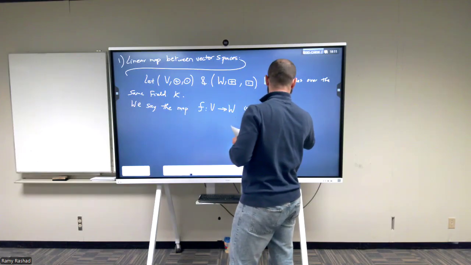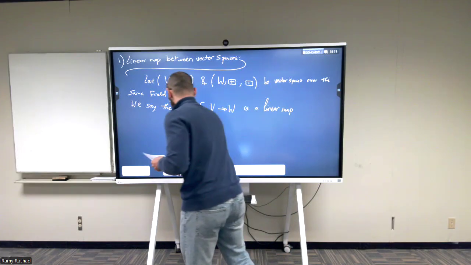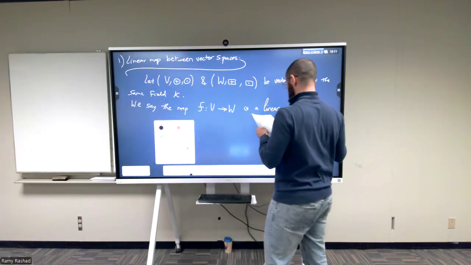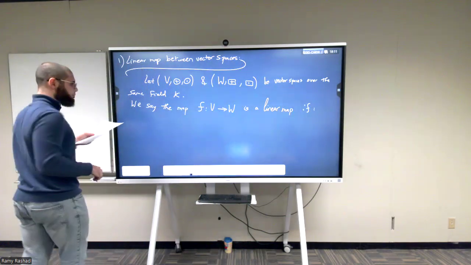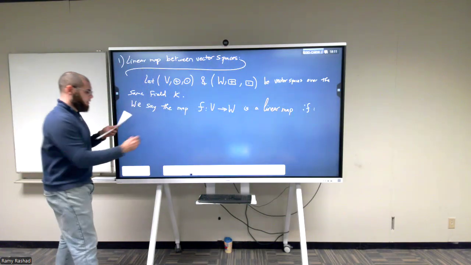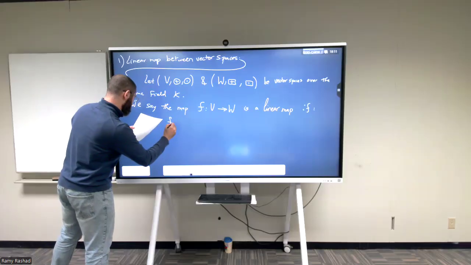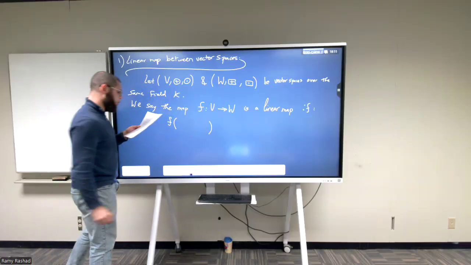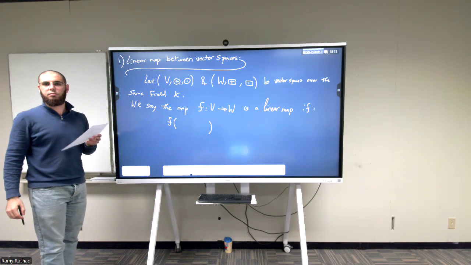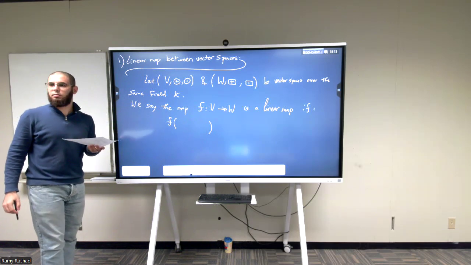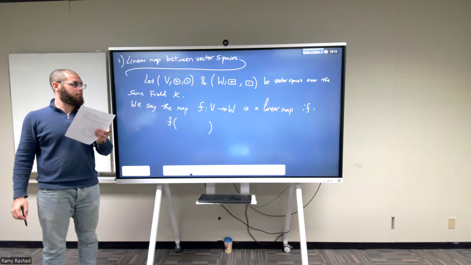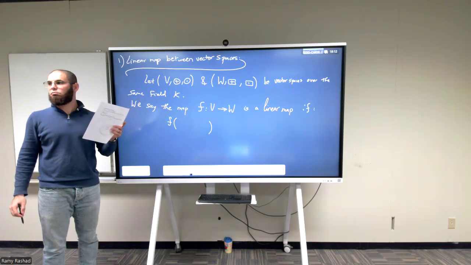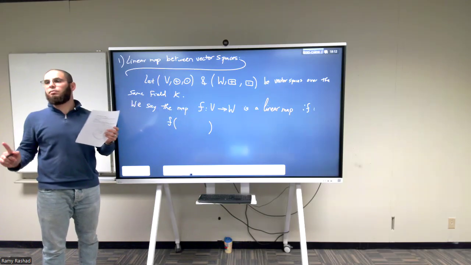It's a linear map if, and of course we need to satisfy some condition. So F is a map, it needs to eat what? W and V. An element from W and give us an element of V. Is that what F does? It eats an element of V.